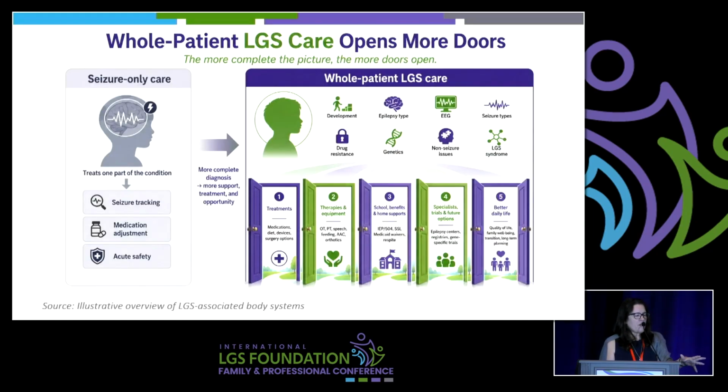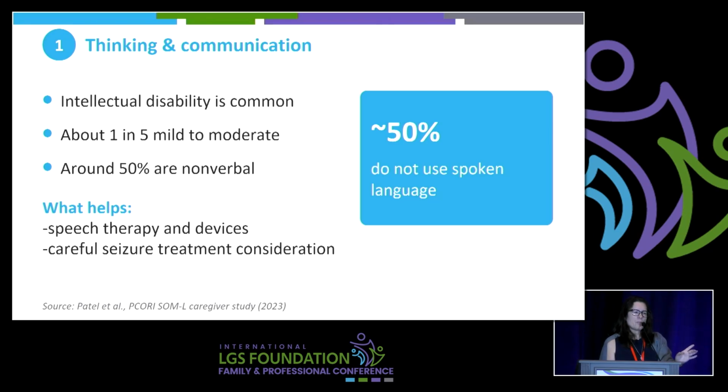And what we're looking for is really this whole patient care. This is the ultimate end goal for us. We don't want to just be looking at seizure-only care. We really want to be looking at whole patient care, which will open up treatments and therapies and school and social benefits, home supports, specialists that we can get into, and better daily life. All right, so I'm going to go through these pretty quickly. What's under each of these?